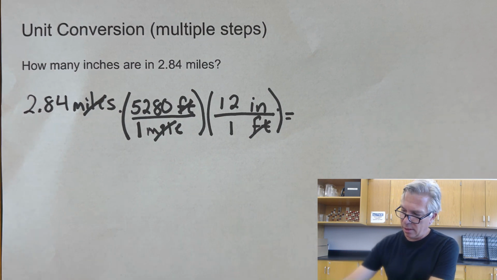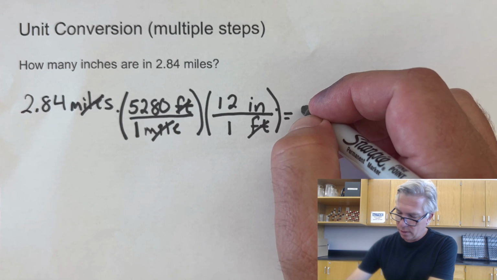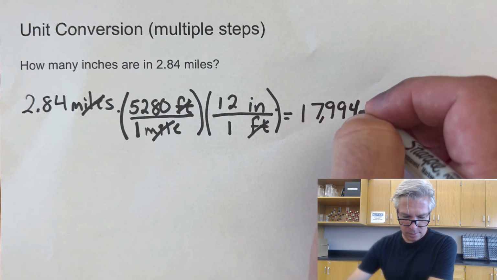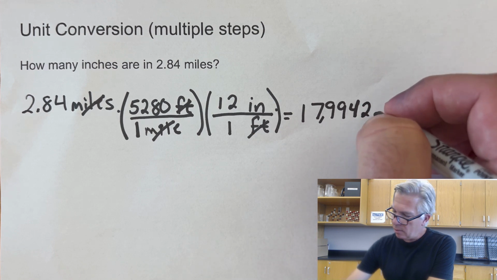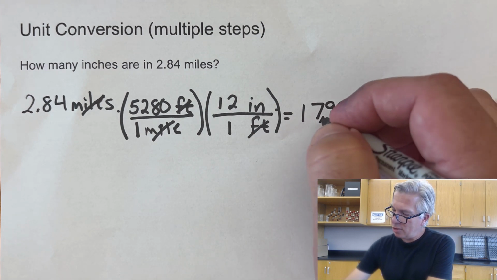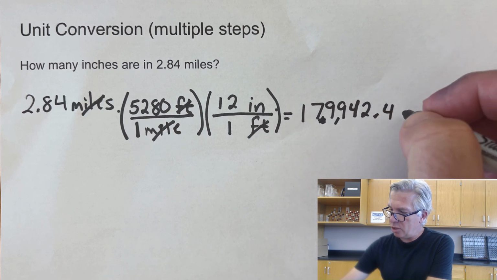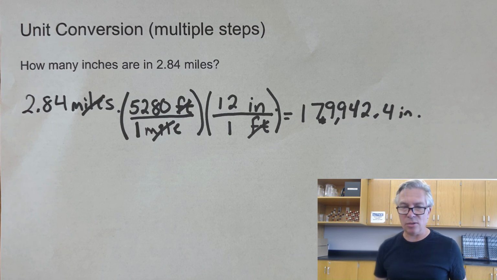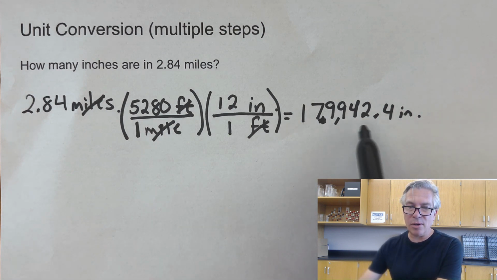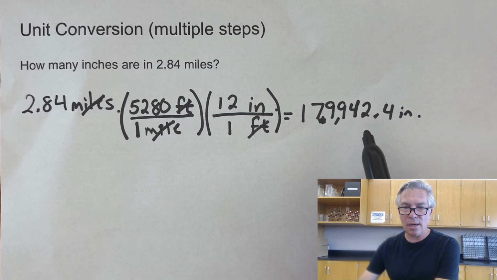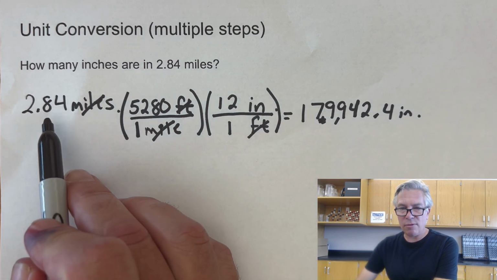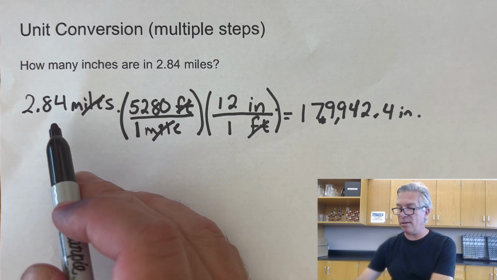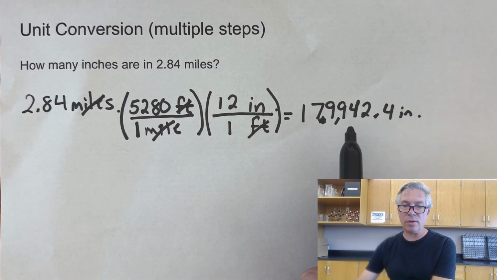And it turns out that I get 179,942.4 inches. Now, there are two problems with that. Number one, that's a really big answer. And number two, my calculator gave me a whole bunch of digits here that I should not report because my original value is only in 3 digits. I only know 3 digits.